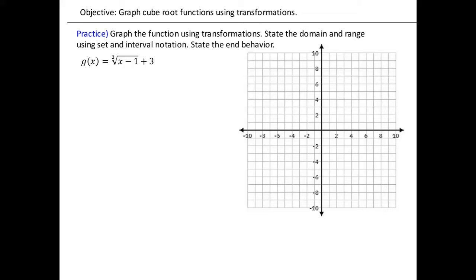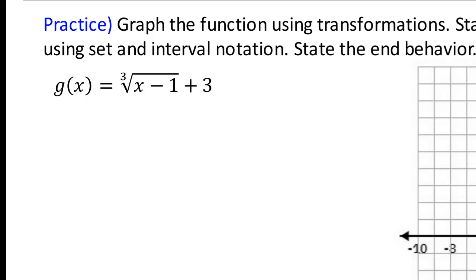Well, actually, my bad. This one's a practice, so you can go ahead and practice this one. This one actually doesn't have a stretch or compression. What's the A value in this example? Well, I'll let you copy it down first. We have g of x equals the cube root of x minus 1 plus 3.